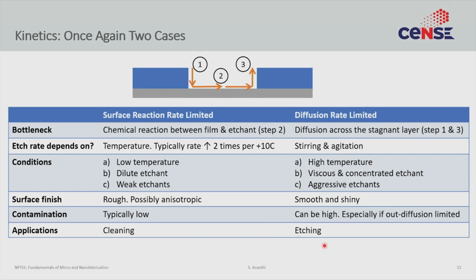Diffusion rate limited etching tends to often be actual etchants. If you want to, for example, make a 10-20 micron deep hole in silicon, you probably will not have a dilute solution. You probably will have a viscous, concentrated, aggressive solution, which tends to be diffusion limited.